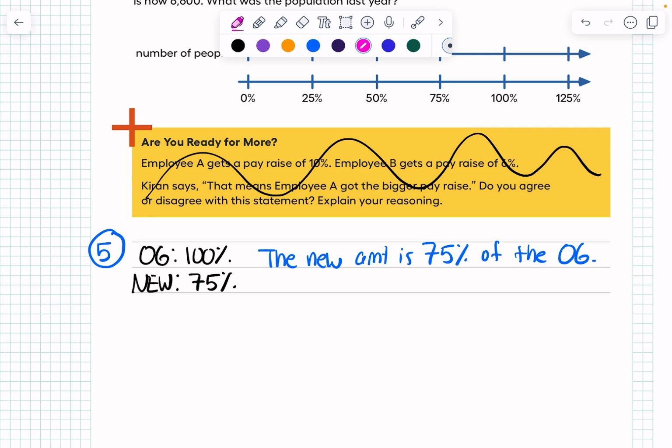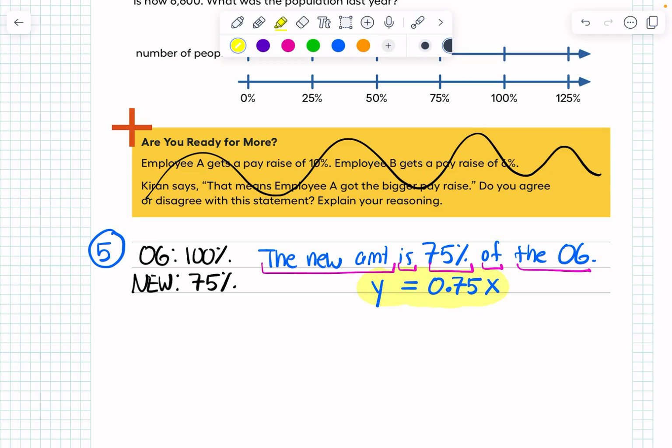Okay, now we gotta break this down into an equation, kind of like Google Translate. So the new amount is Y, is means equals, 75% as a decimal is 0.75, and of the OG means to times X. All right, here's our beautiful golden equation.